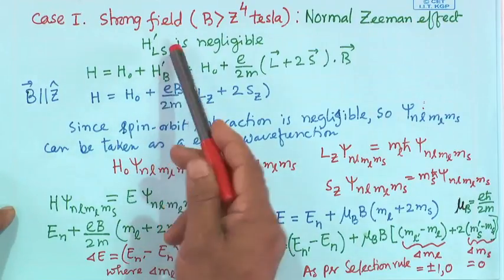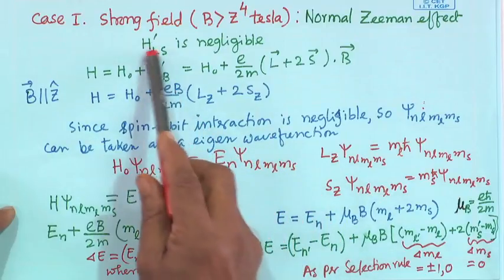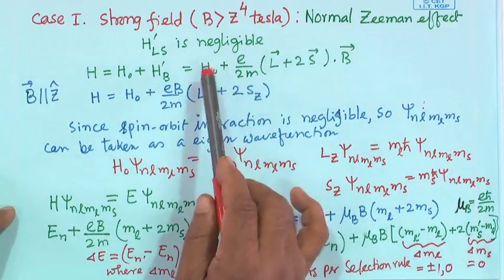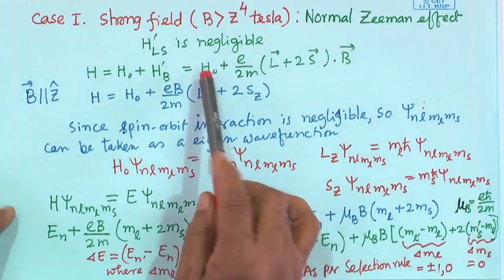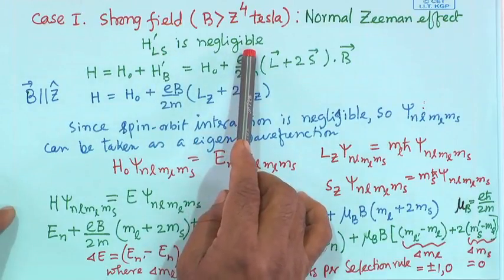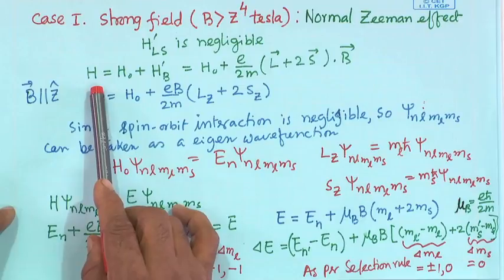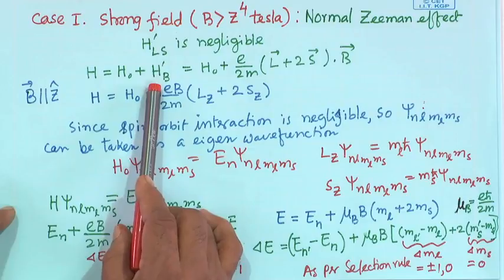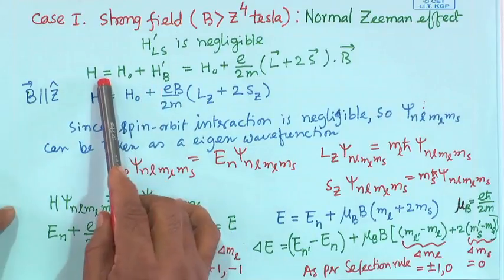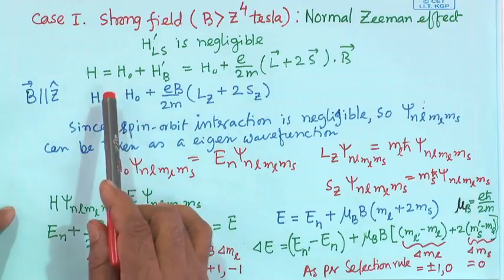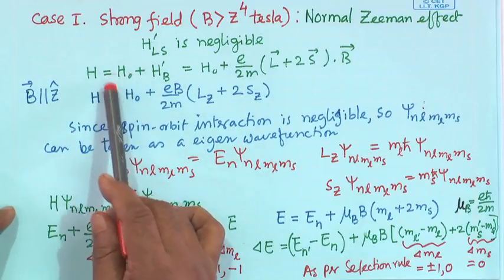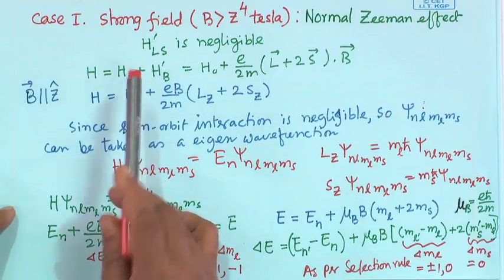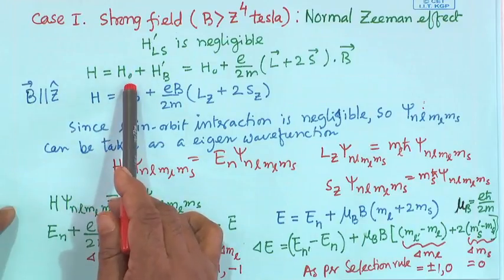Compared to this HB term, this LS term is very, very small. So one can neglect this one in case of a very strong field. So the LS term also one can neglect. Okay, so the ultimate Hamiltonian will be H 0 plus HB dash. H 0, as I told, is basically the Schrodinger Hamiltonian, the non-relativistic and spinless Hamiltonian.